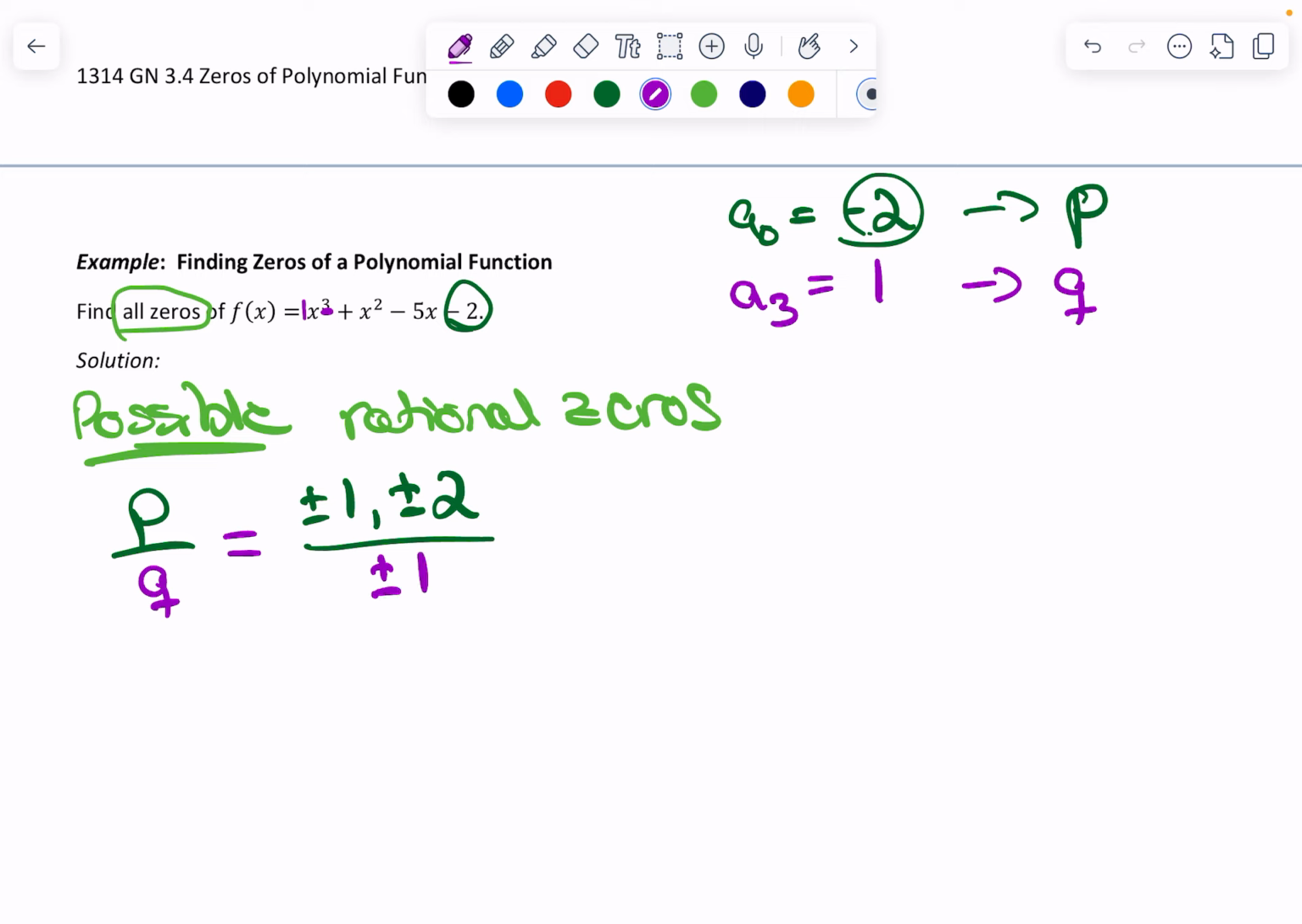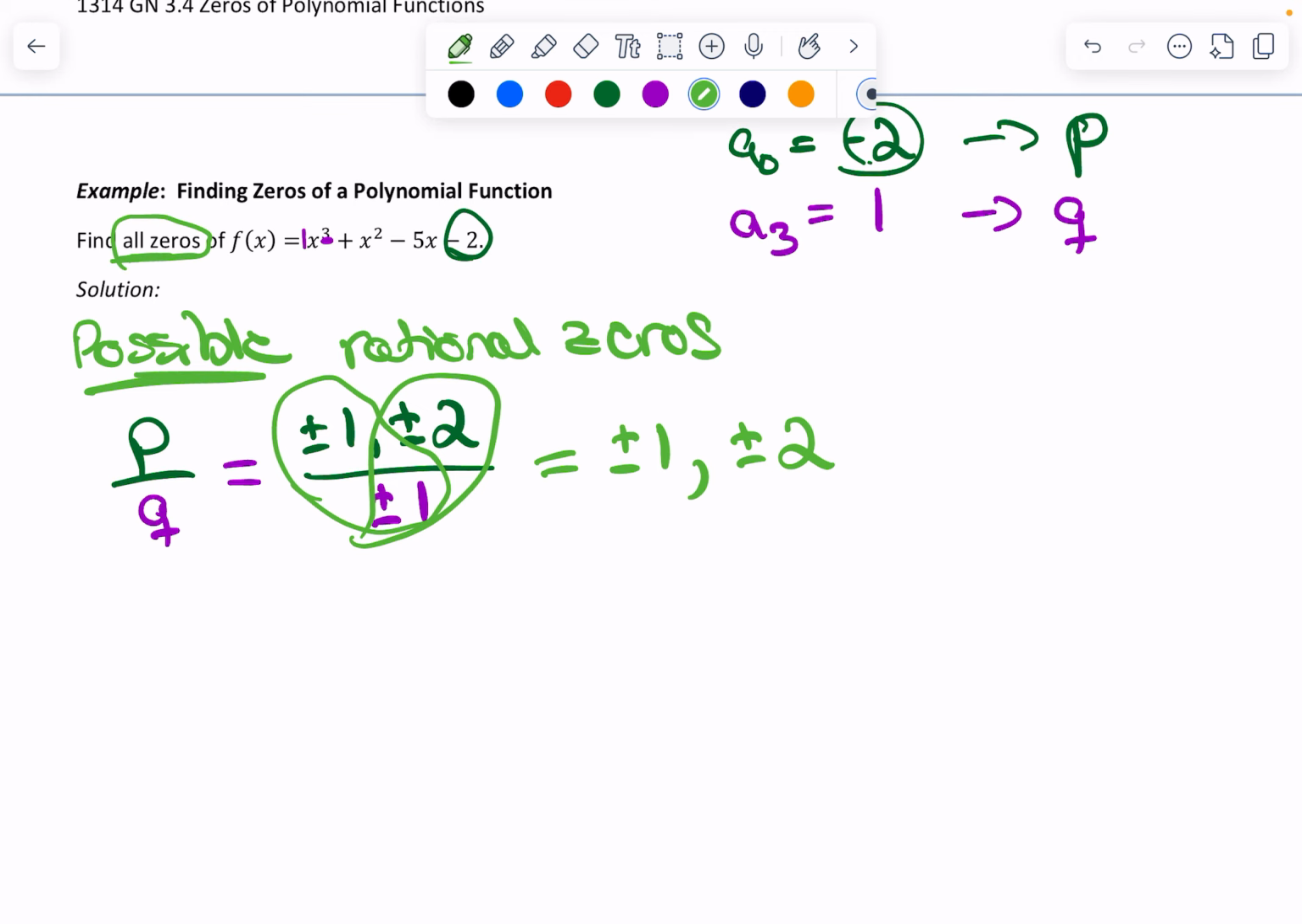Okay, now we're going to do the division here. So positive and negative 1 divided by positive and negative 1 is going to be positive and negative 1, and positive and negative 2 divided by positive and negative 1 is going to be positive and negative 2. So we have 4 options. We've got positive and negative 1, and we have positive and negative 2.